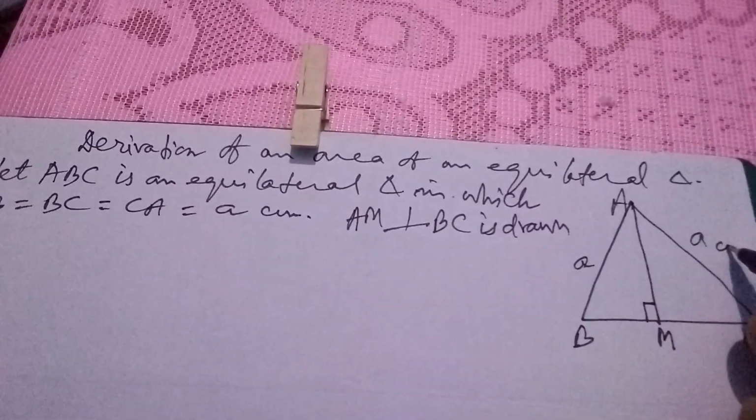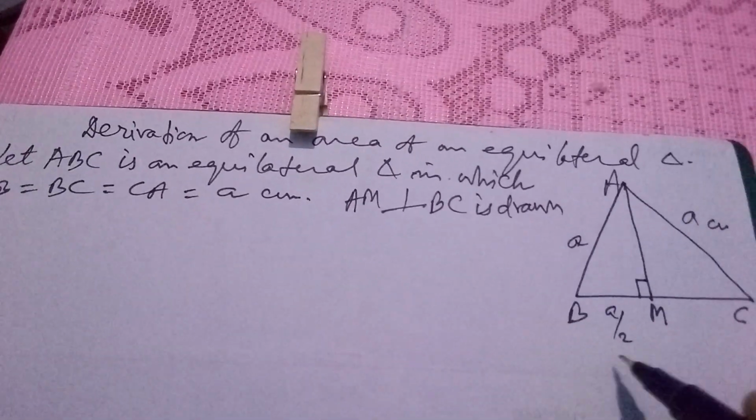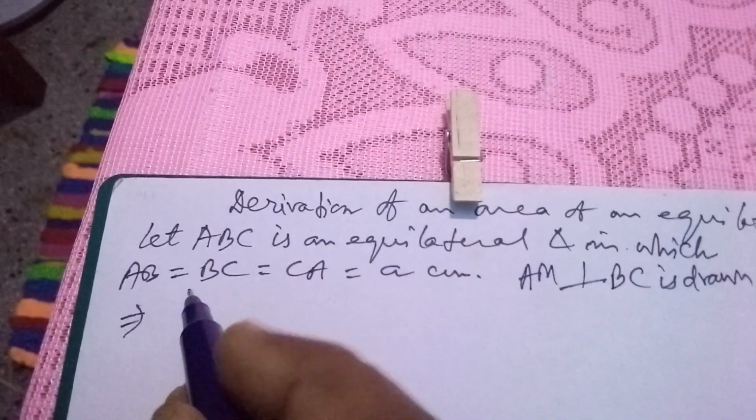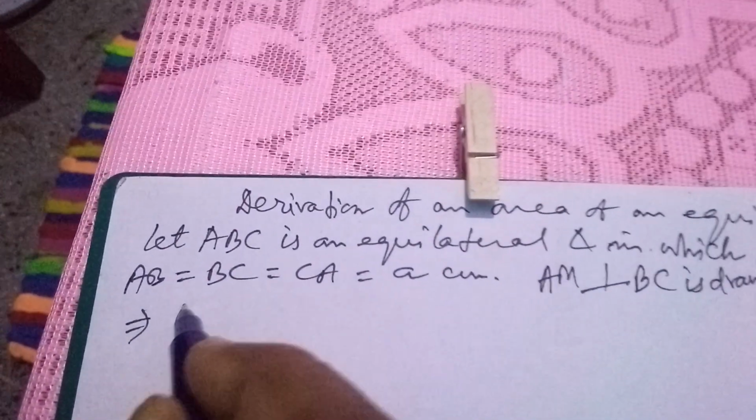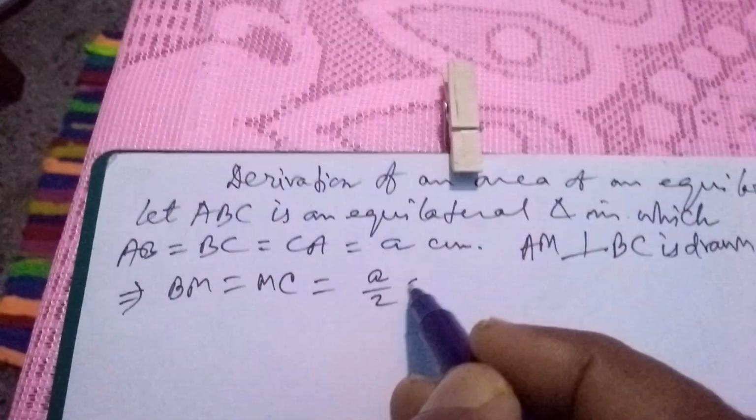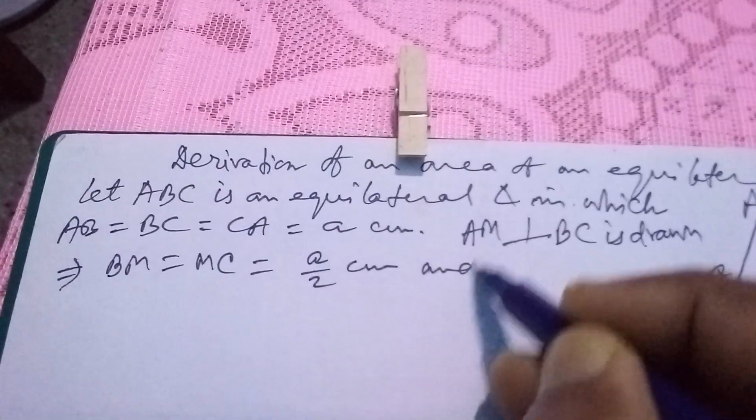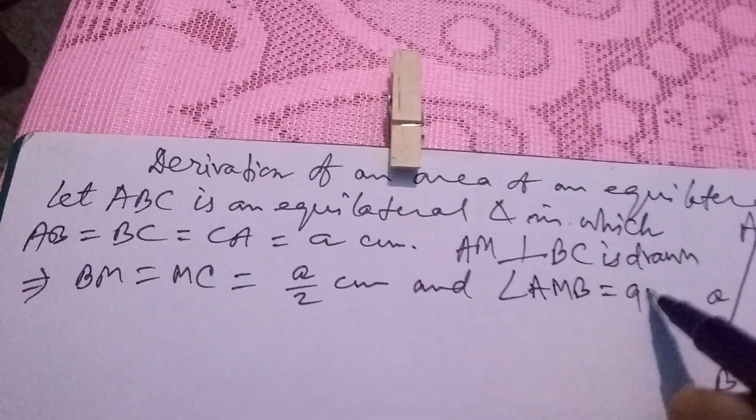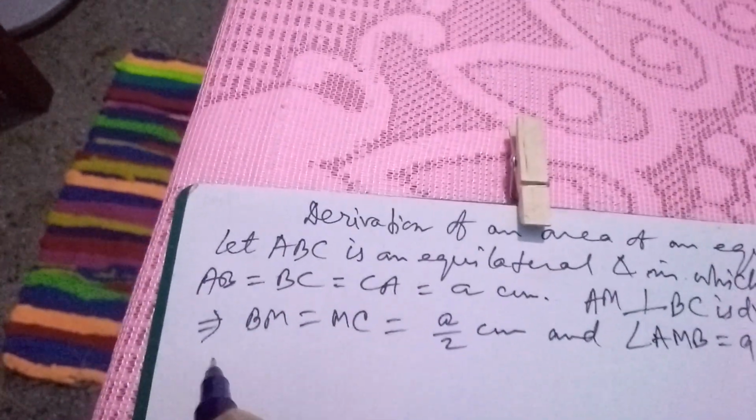This is a cm. Then this becomes a by 2 cm, because when a perpendicular is drawn in an equilateral triangle, the base is bisected into two equal parts. That's why BM equals MC, which equals a by 2 cm, and angle AMB equals 90 degrees.